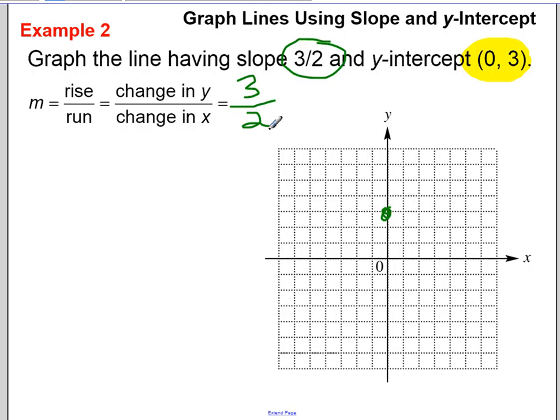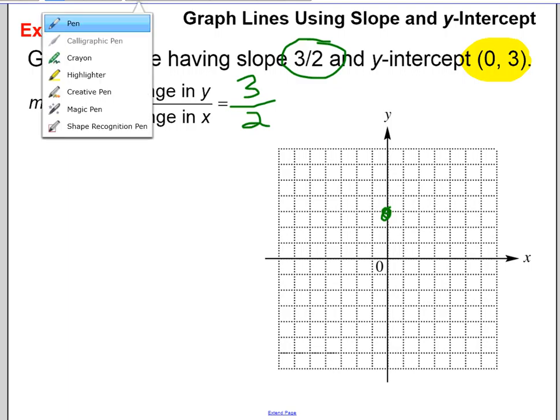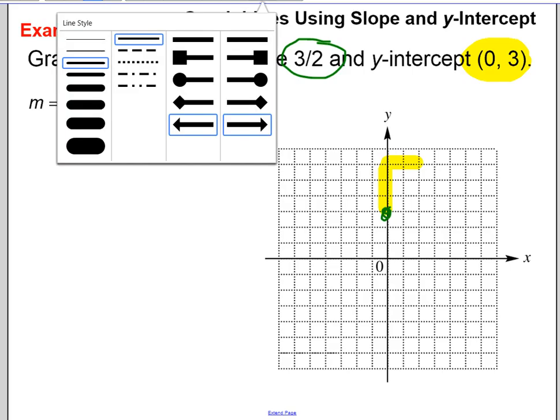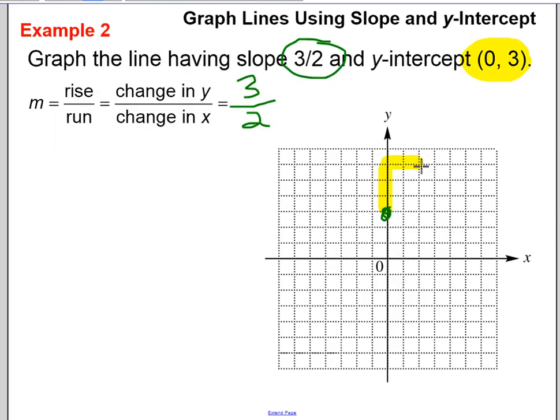Now the 3 is your rise. From this point, we're going to move up 3 units in a vertical direction, and to the right 2 units. We can connect those with a line. Connect this point and extend all the way through in both directions.